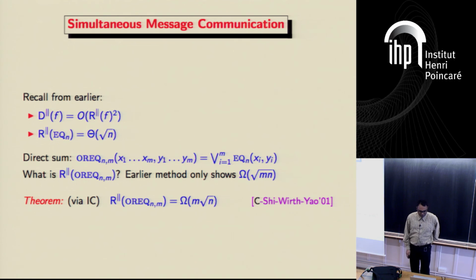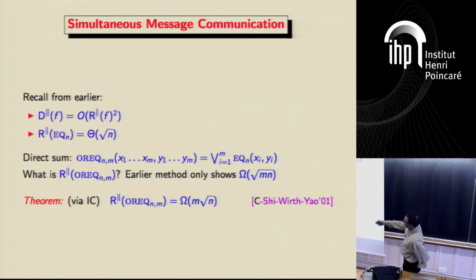Okay, so let's talk about simultaneous message communication. Let's recall a couple of things we saw in part 1, which is that we have this square relation between deterministic and randomized private coin complexity. And in particular, the equality problem shows you that this is tight. It has complexity square root n. Exactly, that's the tight bound. We saw both the upper and the lower bound.